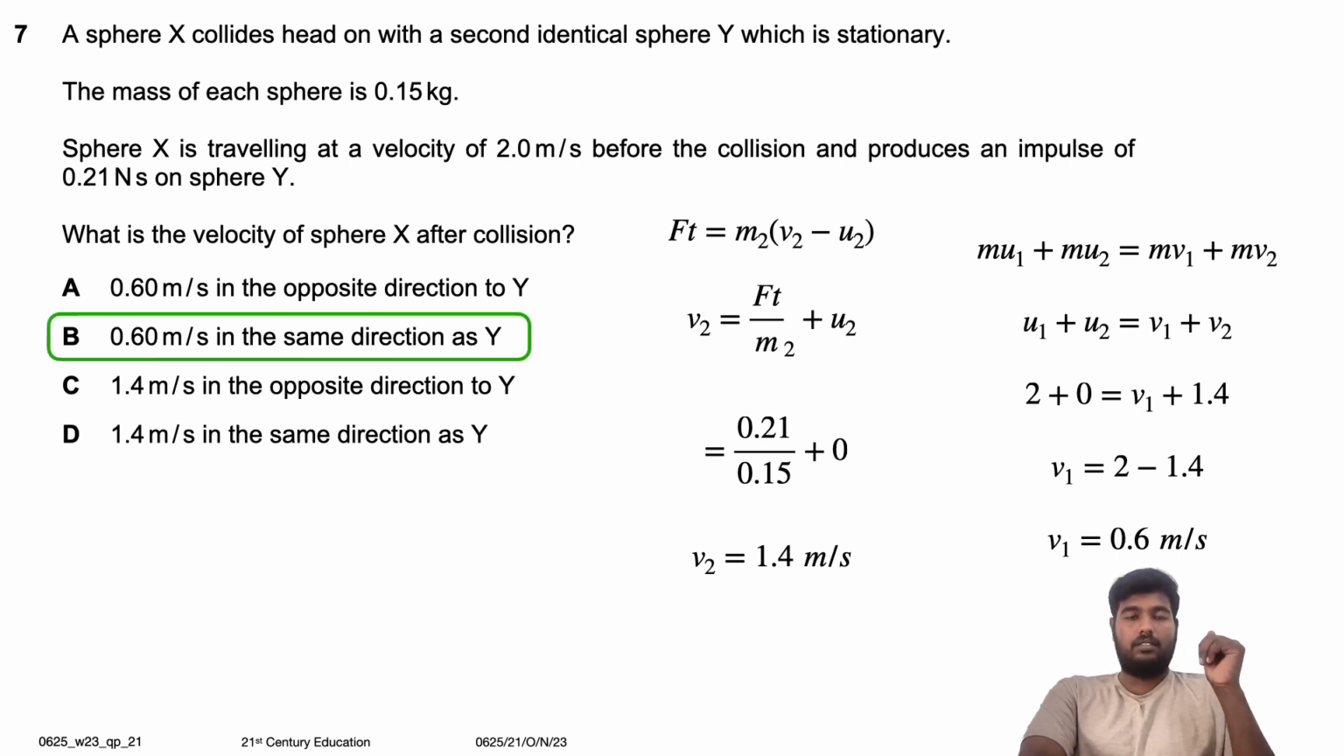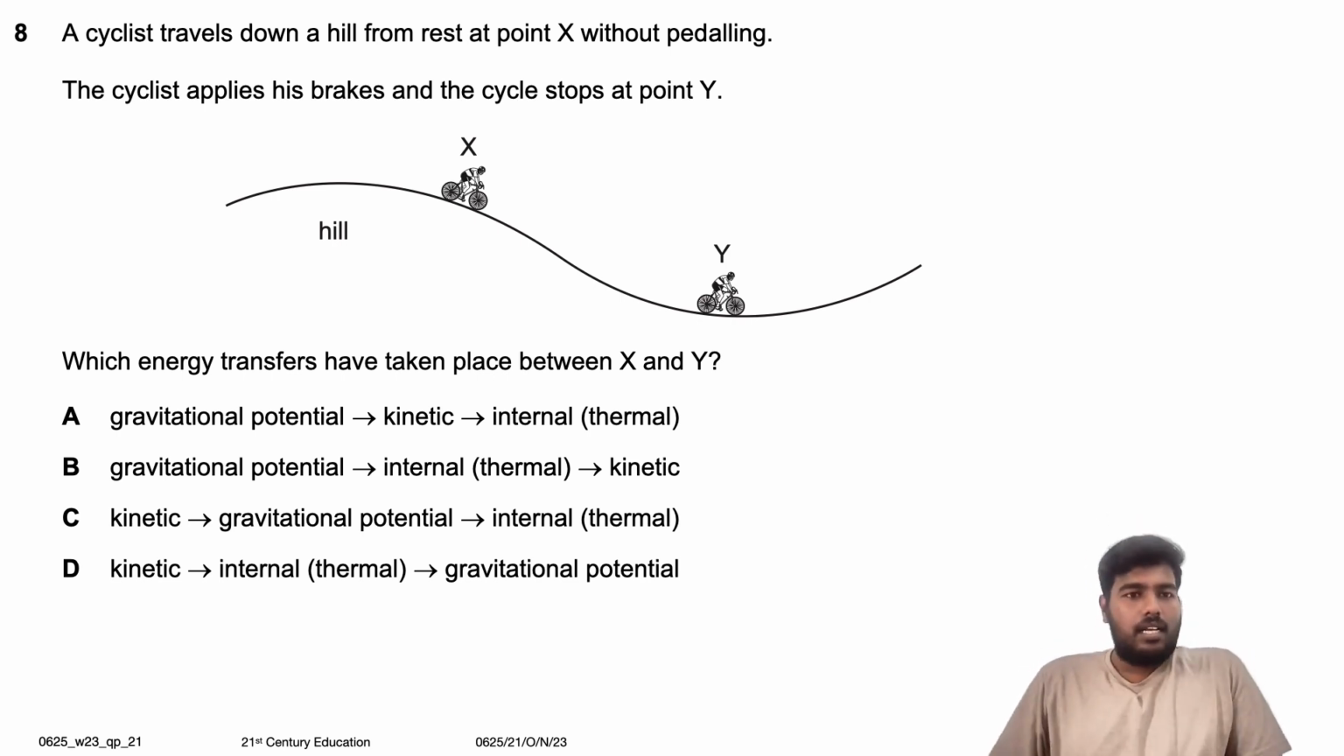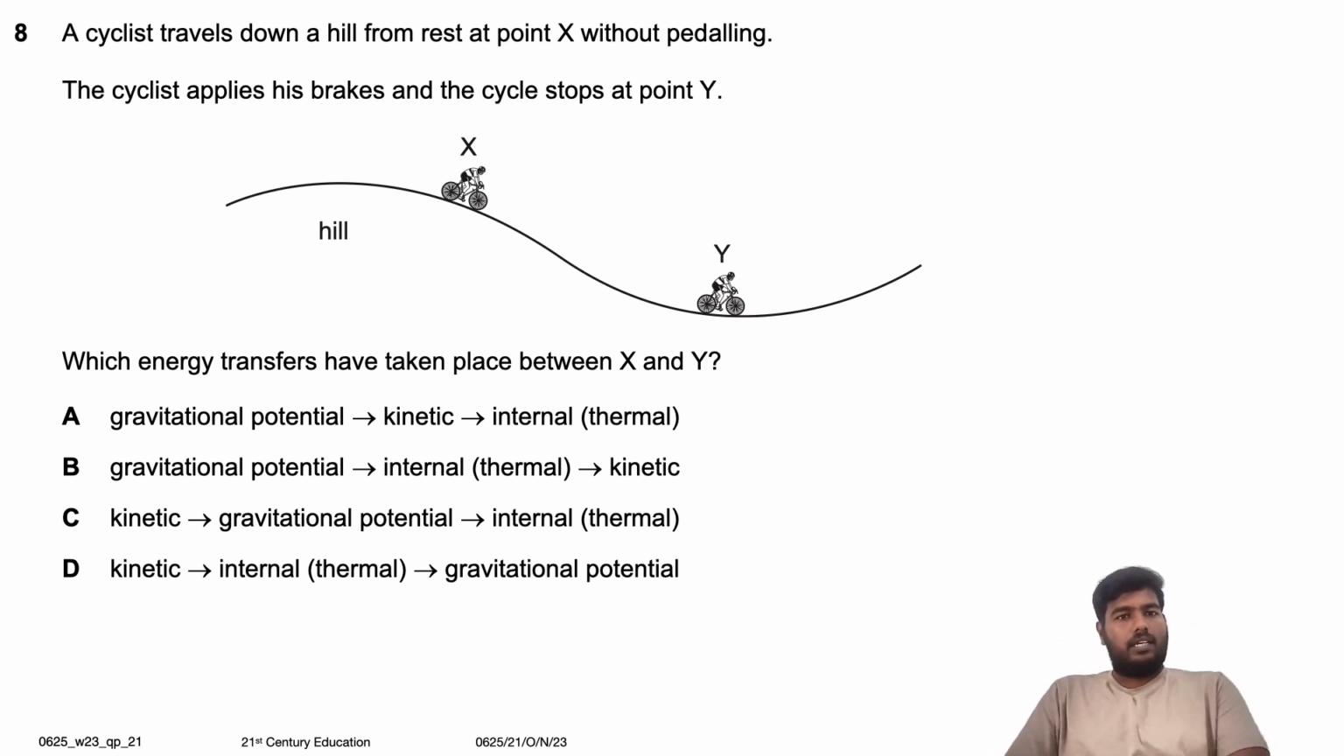Okay, next question. A cyclist travels down a hill from rest at a point x without pedaling. Okay, so he is at the top of the hill, so we just have to lean forward. The cyclist applies his brake and the cycle stops at point y. Which energy transfers have taken place between x and y?